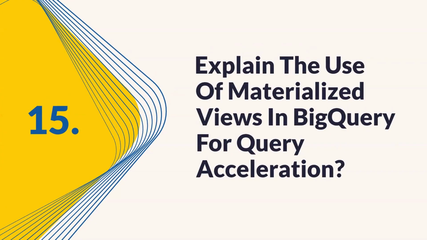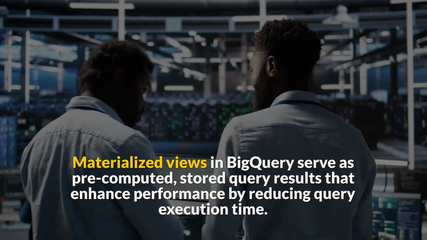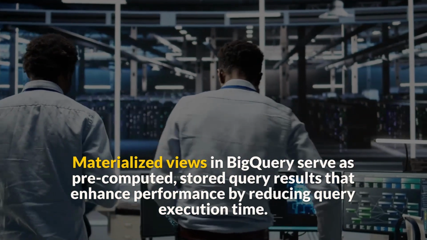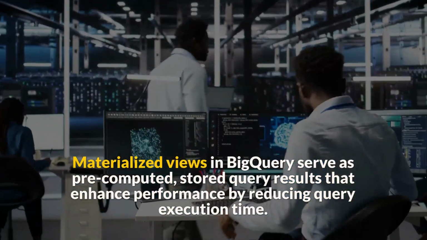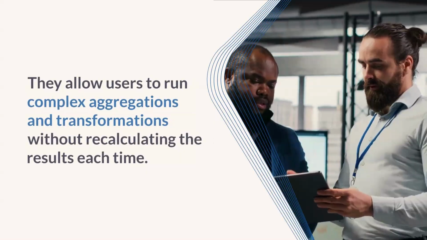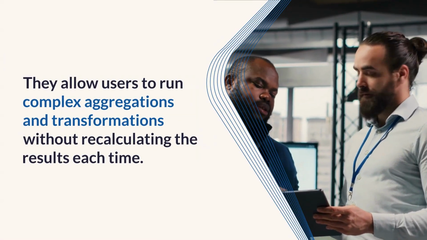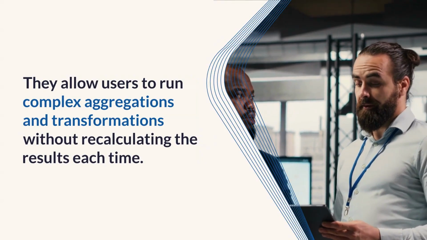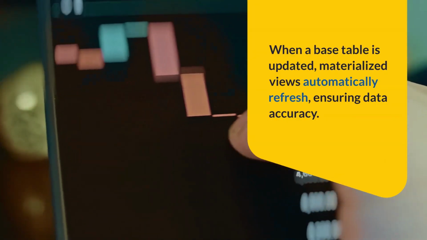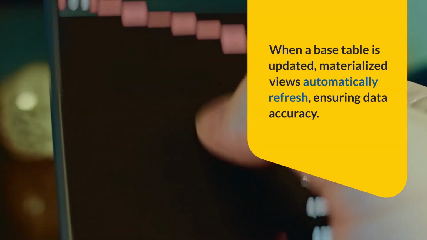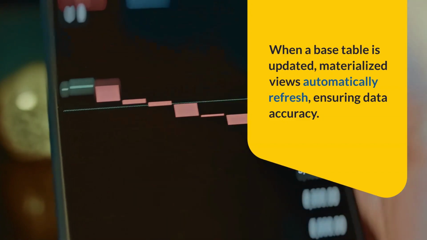15. Explain the use of materialized views in BigQuery for query acceleration. Materialized views in BigQuery serve as pre-computed, stored query results that enhance performance by reducing query execution time. They allow users to run complex aggregations and transformations without recalculating the results each time. When a base table is updated, materialized views automatically refresh, ensuring data accuracy.